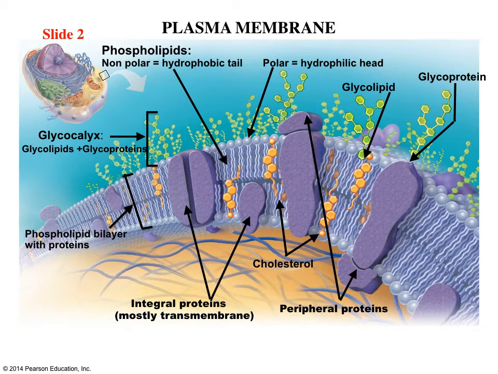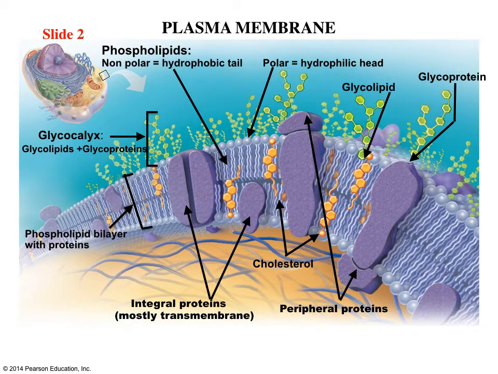There's also proteins. Proteins are chains of amino acids. Two types of proteins here: integral and peripheral. Peripheral proteins would be either on the outer or inner region of the plasma membrane, whereas integral proteins are mostly transmembrane, which means they go straight through the two phospholipid layers, and many of them have internal channels. Then there are cholesterol molecules to stabilize the integrity of the membrane.